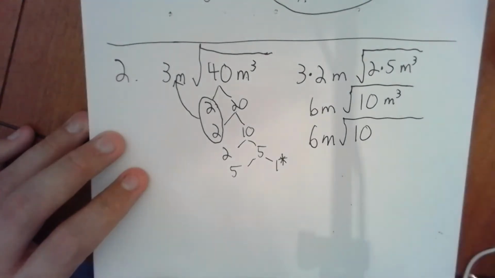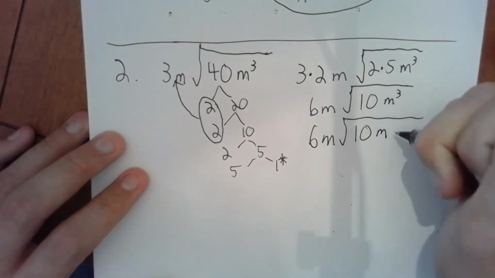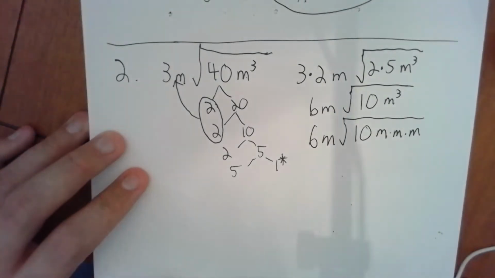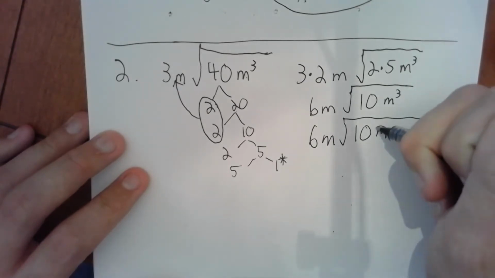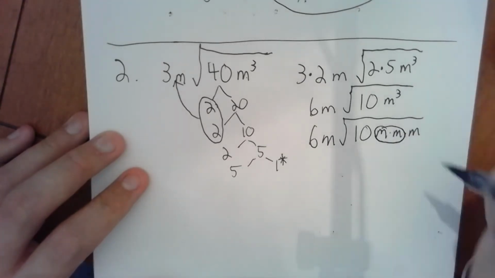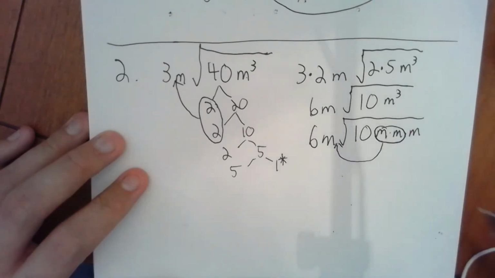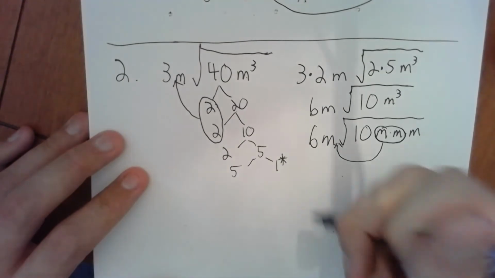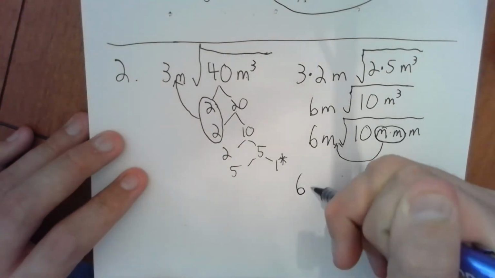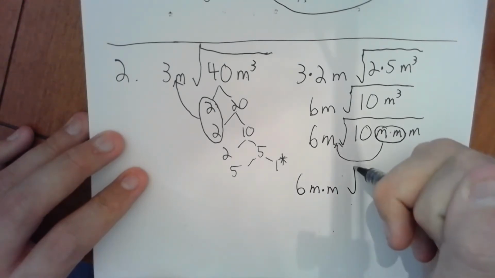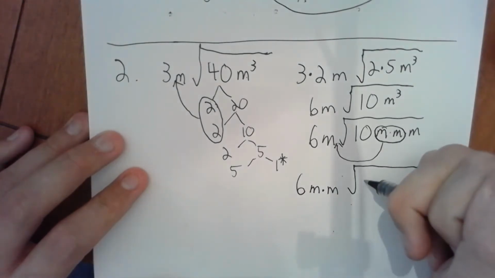So m to the third, that means I have 3 m's being multiplied, basically m being multiplied by itself 3 times. Okay, once again, circle pairs of variables. Got a pair of m's here, and I get to take out 1 m for each pair. So on the outside, I got 6m times m. On the inside of my radical, I got 10m.